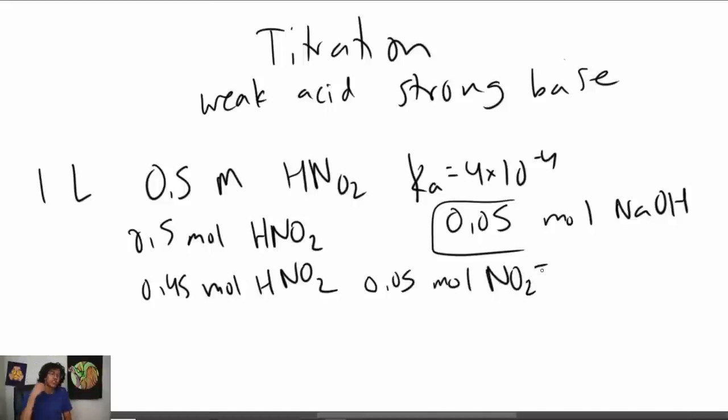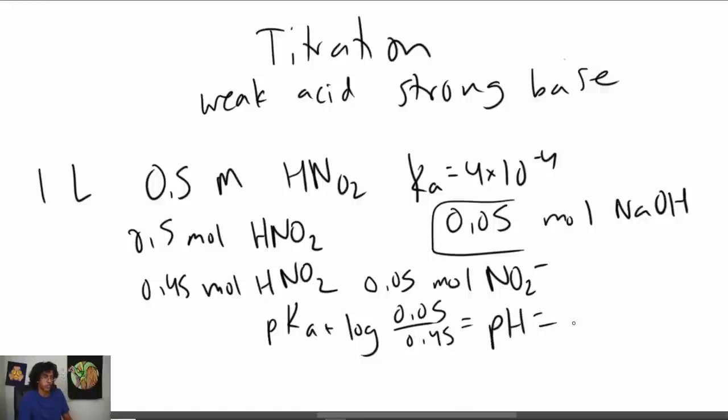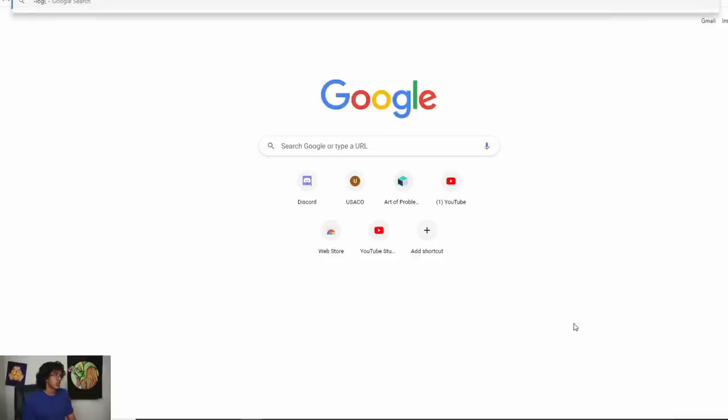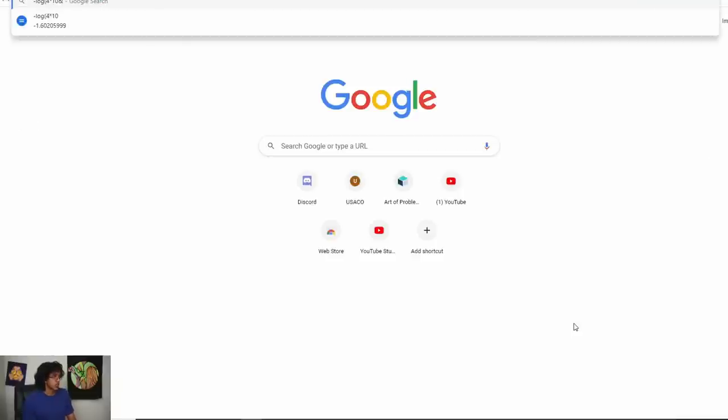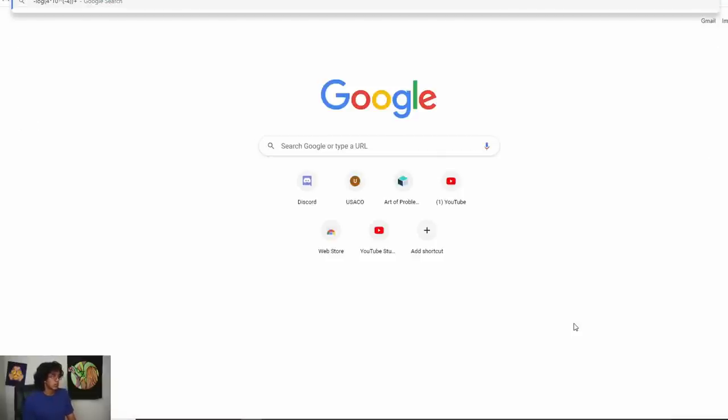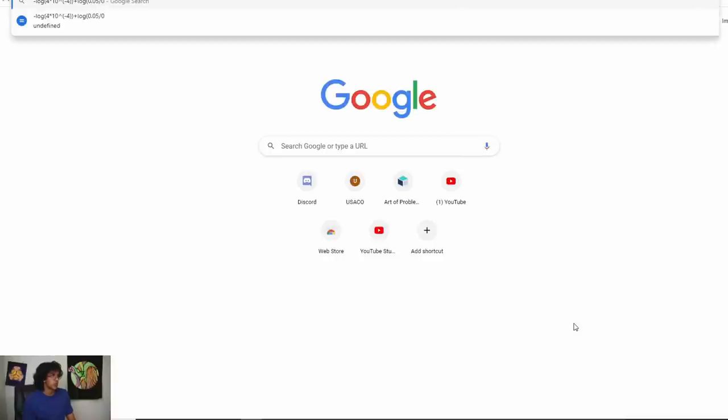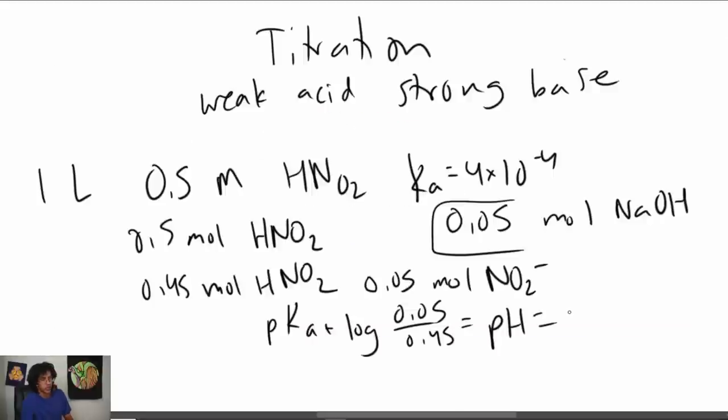So essentially now, we can actually apply Henderson-Hasselbalch, because we have an acid and its conjugate base. We could say pKa plus log of 0.05 over 0.45 is equal to pH. And we can just calculate this: negative log of 4 times 10 to the negative 4 plus log of 0.05 over 0.45. And hooray, we get a pH of 2.44.